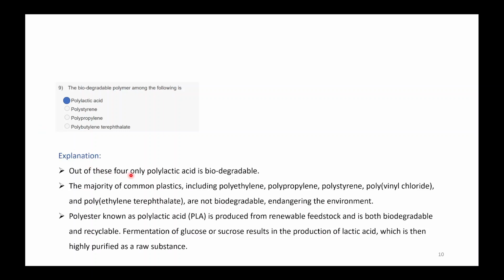Out of these four, only polylactic acid is biodegradable, and the majority of common plastics including polyethylene, polypropylene, polystyrene, PVC and polyethylene terephthalate are not biodegradable, and these endanger the environment. And the polyester known as polylactic acid is produced from renewable feedstock and is both biodegradable and recyclable. Fermentation of glucose or sucrose results in the production of lactic acid, which is then highly purified as a raw substance.